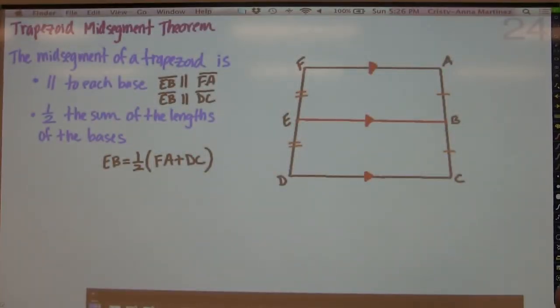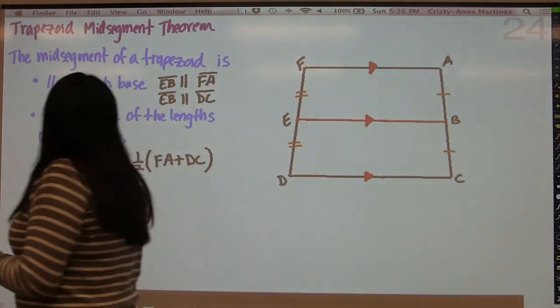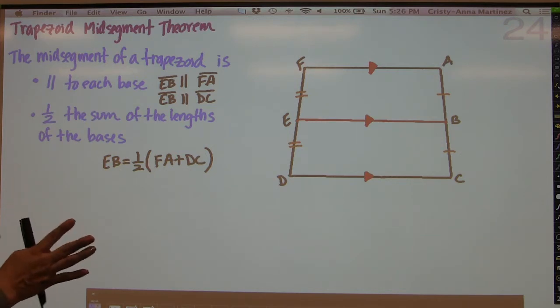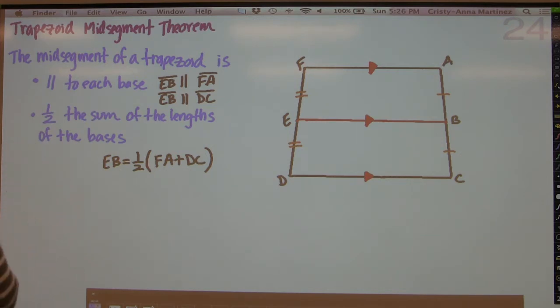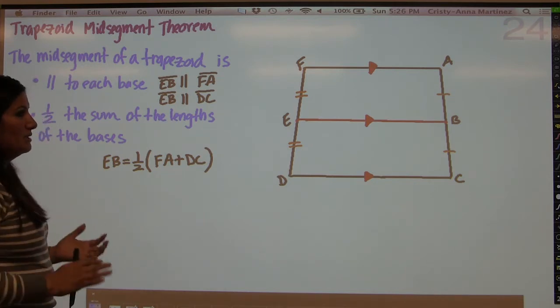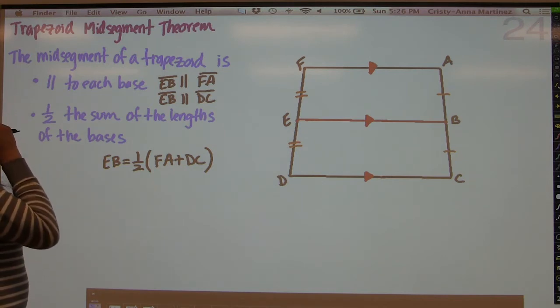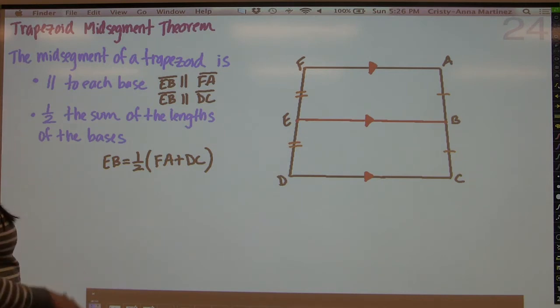Okay? Then we have our theorem here, the trapezoid mid-segment theorem. Now we've talked about mid-segments of triangles before, and basically the mid-segment is the segment that joins two sides of a triangle. The endpoints of a mid-segment are the midpoints of the opposite sides. So we've had mid-segments before, and this time we're just applying it to a trapezoid, and there are a couple of properties that apply to the mid-segment of a trapezoid.